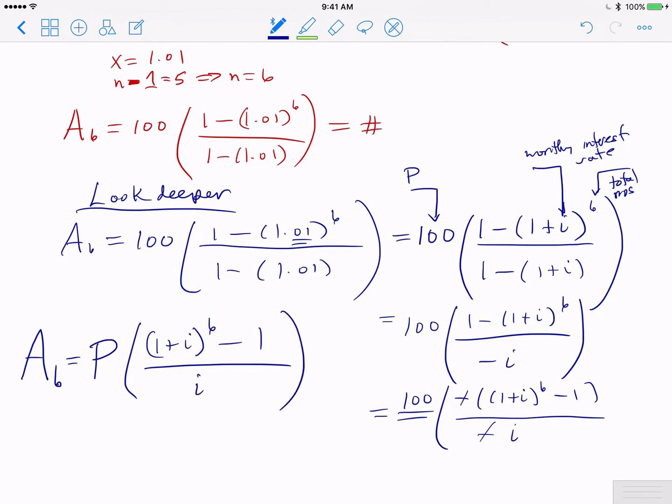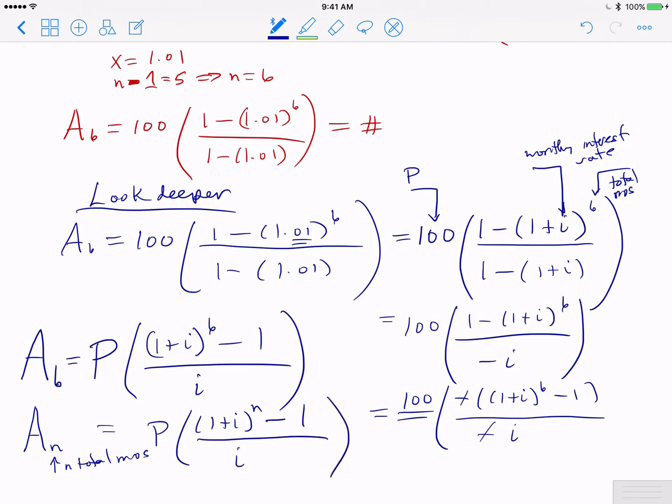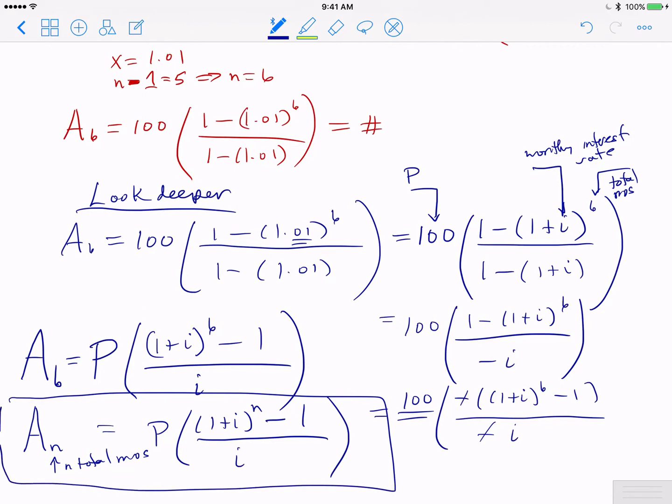Now this will extend so that the amount that you're going to have after n total months is going to be your P dollars times 1 plus I to the total number of months n, subtract 1, and then divide by your interest rate I. And this is the other main formula from section 5.3 for ordinary annuities, the amount that you have in the future. This is the future value formula for the ordinary annuities problem.